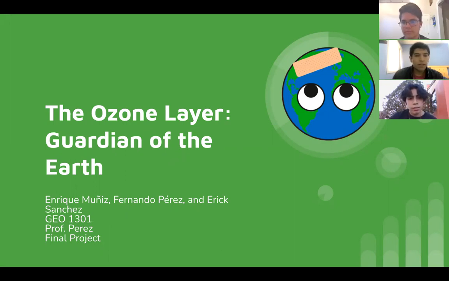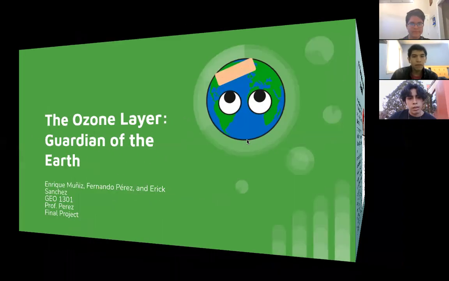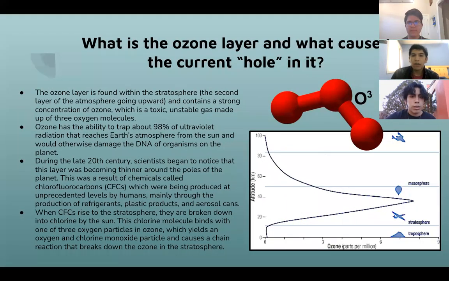And we did our presentation on the ozone layer, also called the guardian of the Earth. So what is the ozone layer and what caused the current hole in it? The ozone layer is found within the stratosphere, which is the second layer of the atmosphere going upward. We learned this in the atmosphere chapter of this course.